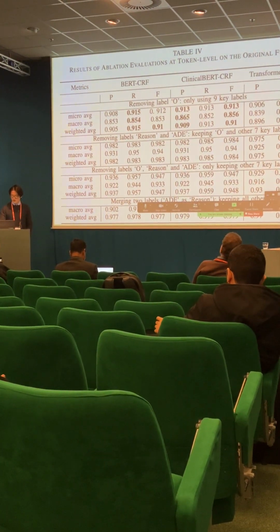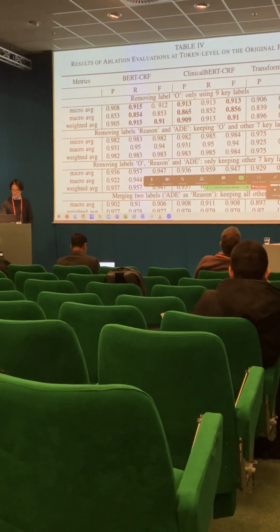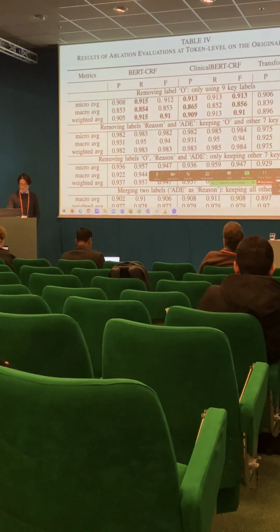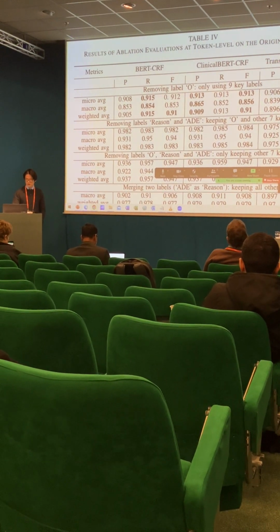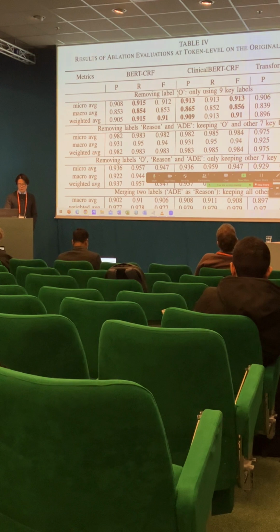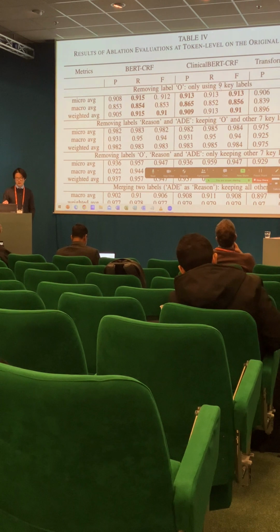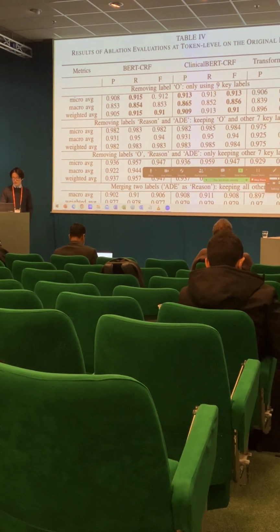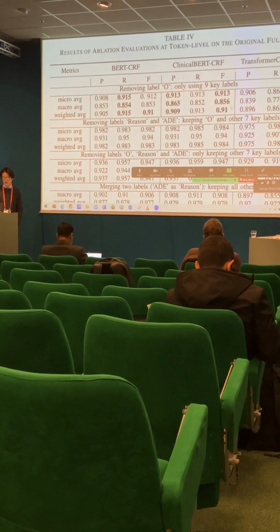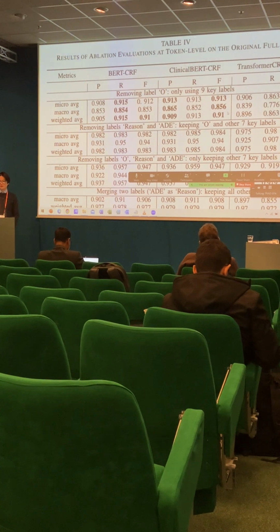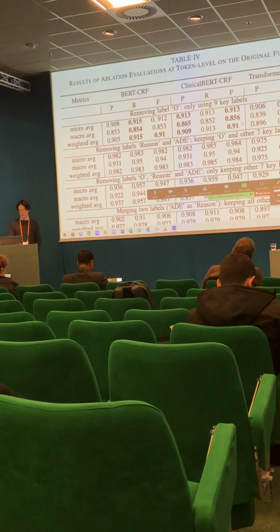Here is what I mentioned about ablation evaluation earlier. You can see the BERT CRF, clinical BERT CRF, and transformer CRF. The first row is when we remove the label O, that is content words, using only non-key labels when we calculate the score. Actually, the score didn't drop, it's higher. That means the model is actually predicting correctly on the special tokens, not only on the context words.